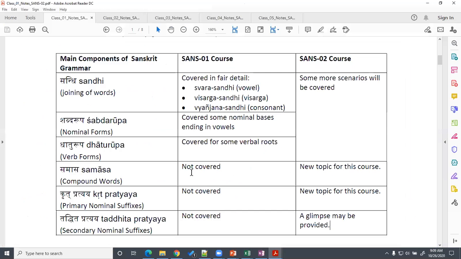As far as Samasa is concerned, we will see which all Samasas we covered. So we did cover some Samasa, not in great detail. There is still a lot of work in Samasa to be covered, but we did touch upon some basic topics of Samasa. And what we did in fairly good detail was Krut Pratyaya. So all the participles we studied, these are all Krut Pratyaya. There are about 125 Krut Pratyayas. So we only saw a very few of them. But the ones which we covered, they are quite important.